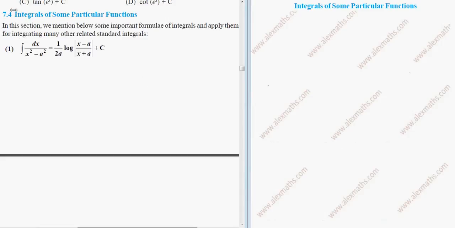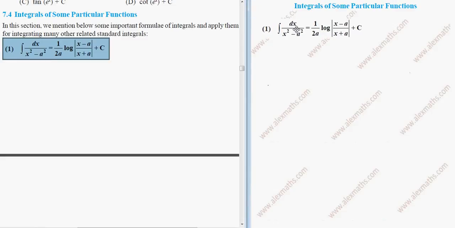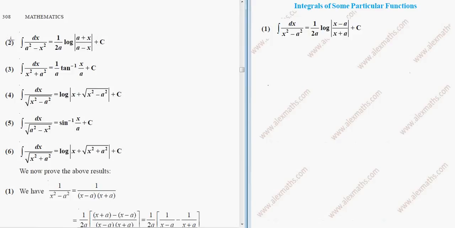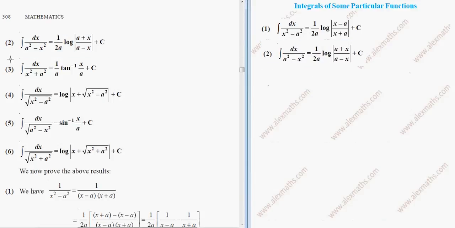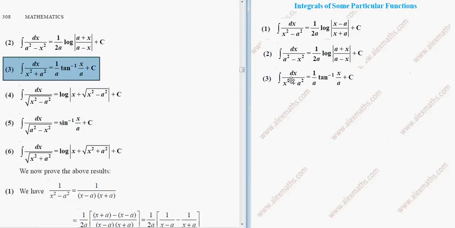Next comes the type 4, which is integrals of some particular functions. Here we have 6 formulas which we have to memorize. I list all the 6 formulas here. Number 1, integral dx by x square minus a square is 1 by 2a log of x minus a by x plus a. Then the other formula is number 2, which is a square minus x square in the denominator, which is 1 by 2a log of a plus x by a minus x. Then the third one, integral dx by x square plus a square, which is 1 by a tan inverse x by a.